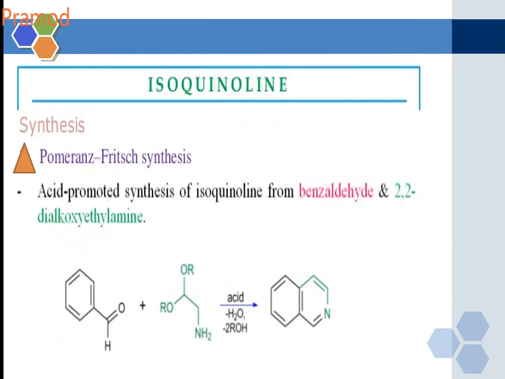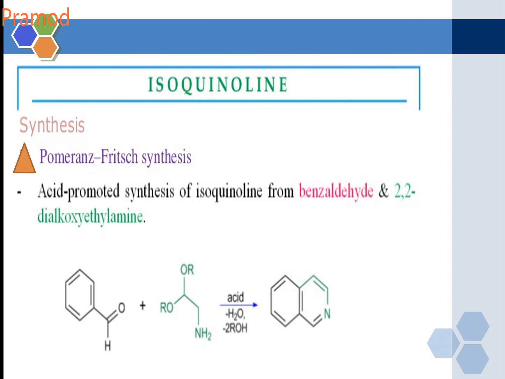The second method is the Pomeranz-Fritsch synthesis. You take your benzaldehyde and treat it with 2,2-dialkoxyethylamine in acidic medium. It undergoes cyclization to give your isoquinoline.